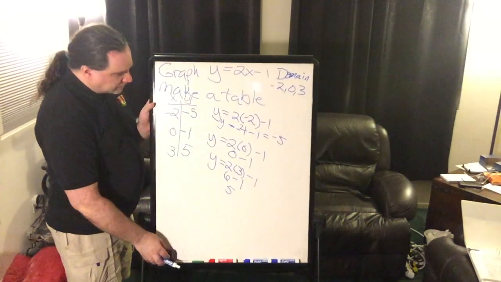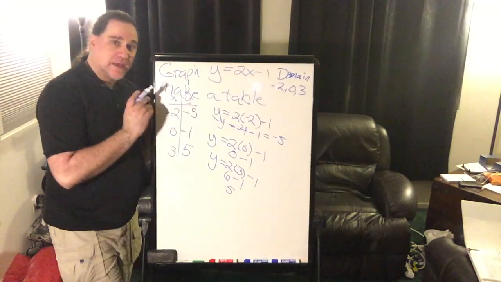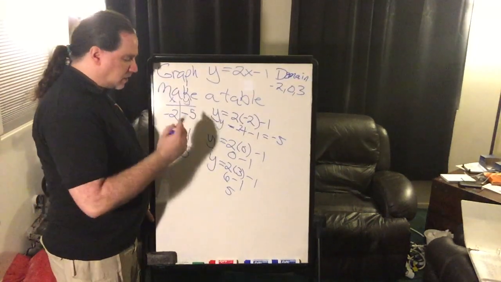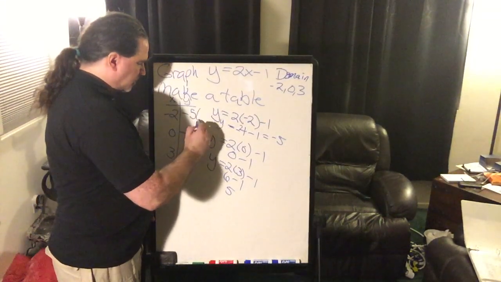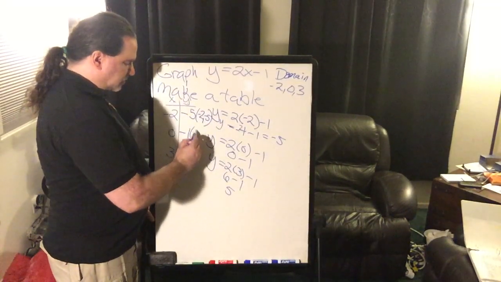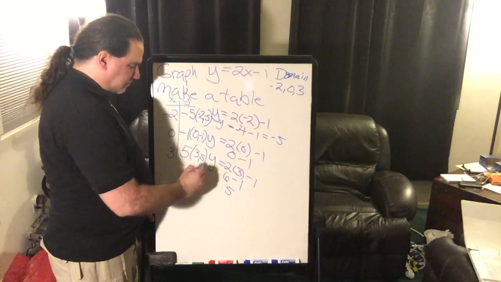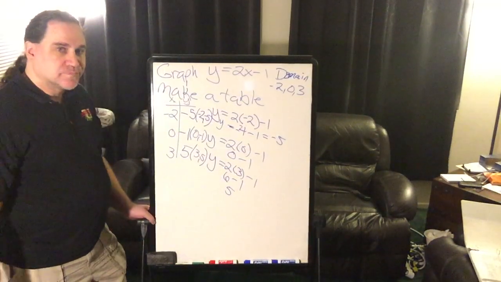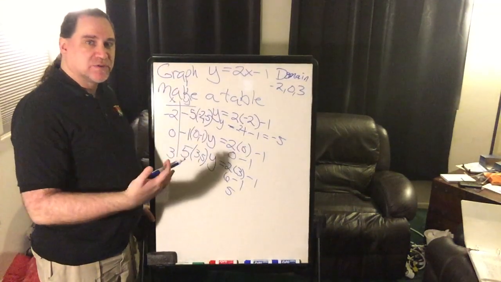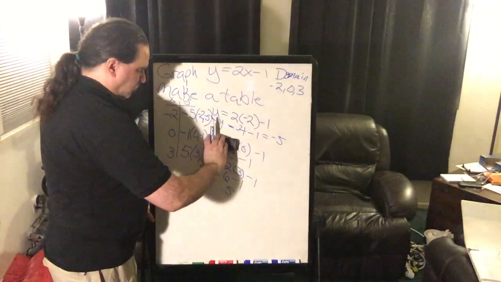Now, why do I like to write it this way? Because what I've now created is an x and a y. That is an ordered pair. That is a point on a graph. So this is the point -2, -5. This is the point 0, -1. And this is the point 3, 5. Okay, that is what I have just done, is created ordered pairs. Points that I can now place on a graph.